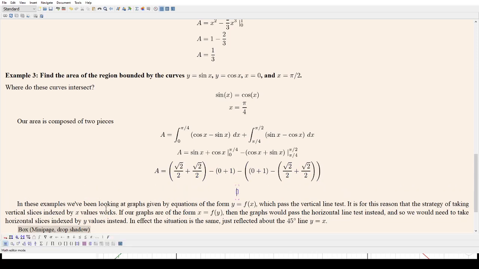Okie dokie. I know that's very ugly, but you have to be very precise with these sorts of things or else you're going to make mistakes. Let's see, so root 2 over 2 plus root 2 over 2 is just root 2. Minus 1 minus 1 plus root 2. So I'm taking this minus and I'm distributing it. So minus 1 plus root 2.